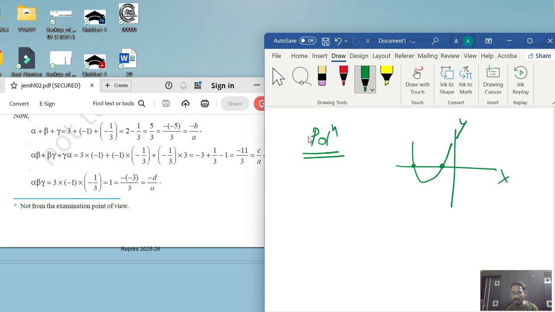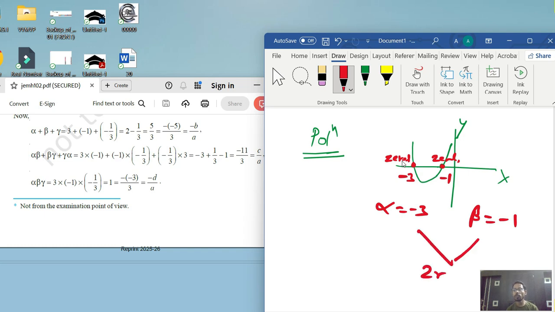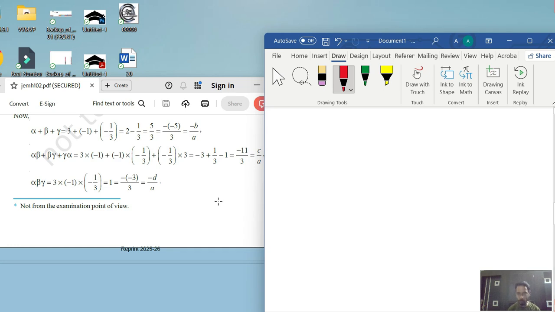This graph is intersecting the x axis at 2 points. The points where the graph is intersecting the x axis, not the y axis, only the x axis, are called the zeros or the roots or the solutions of the polynomial. Suppose minus 3 is there, minus 1 is there, so you can say alpha equal to minus 3, beta equal to minus 1. So how many roots are there? Two roots.